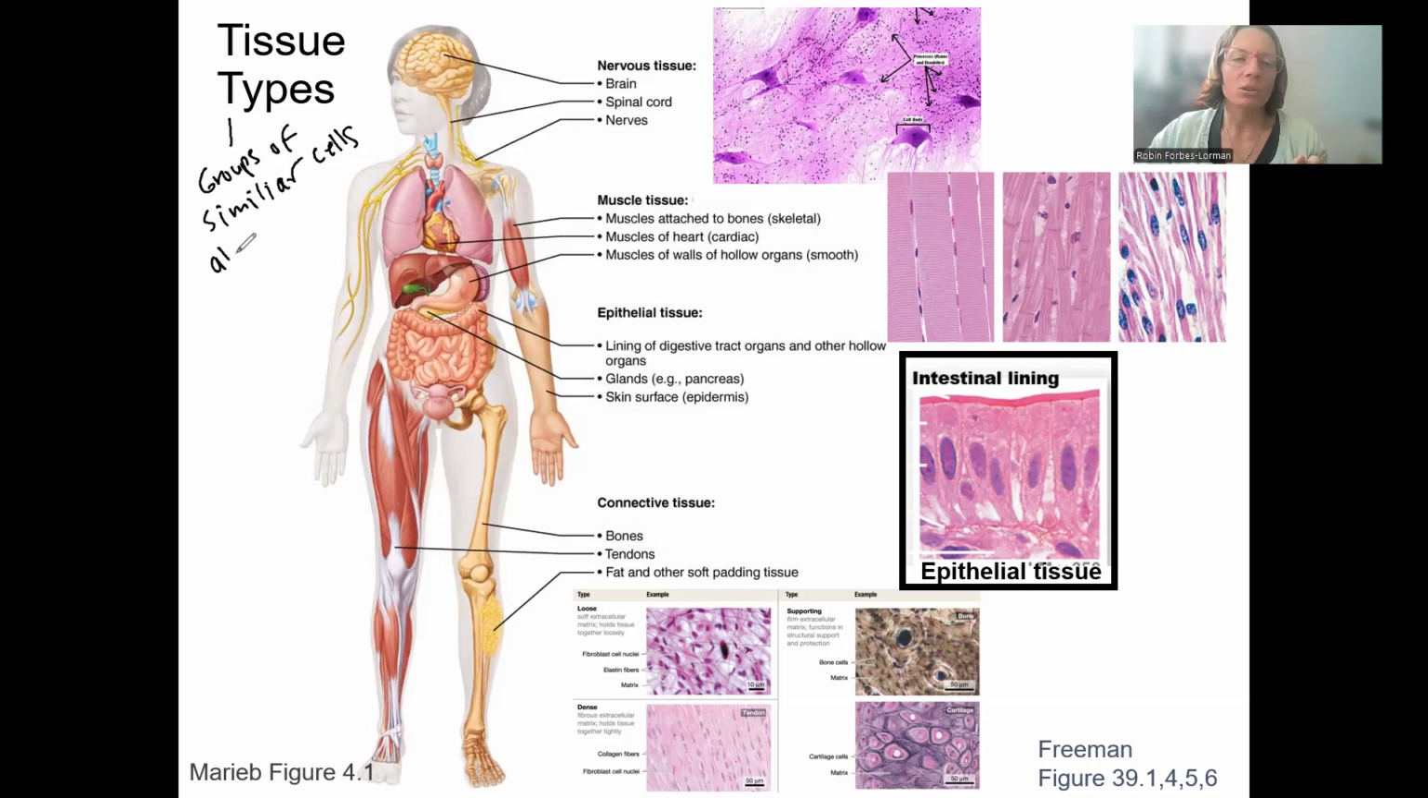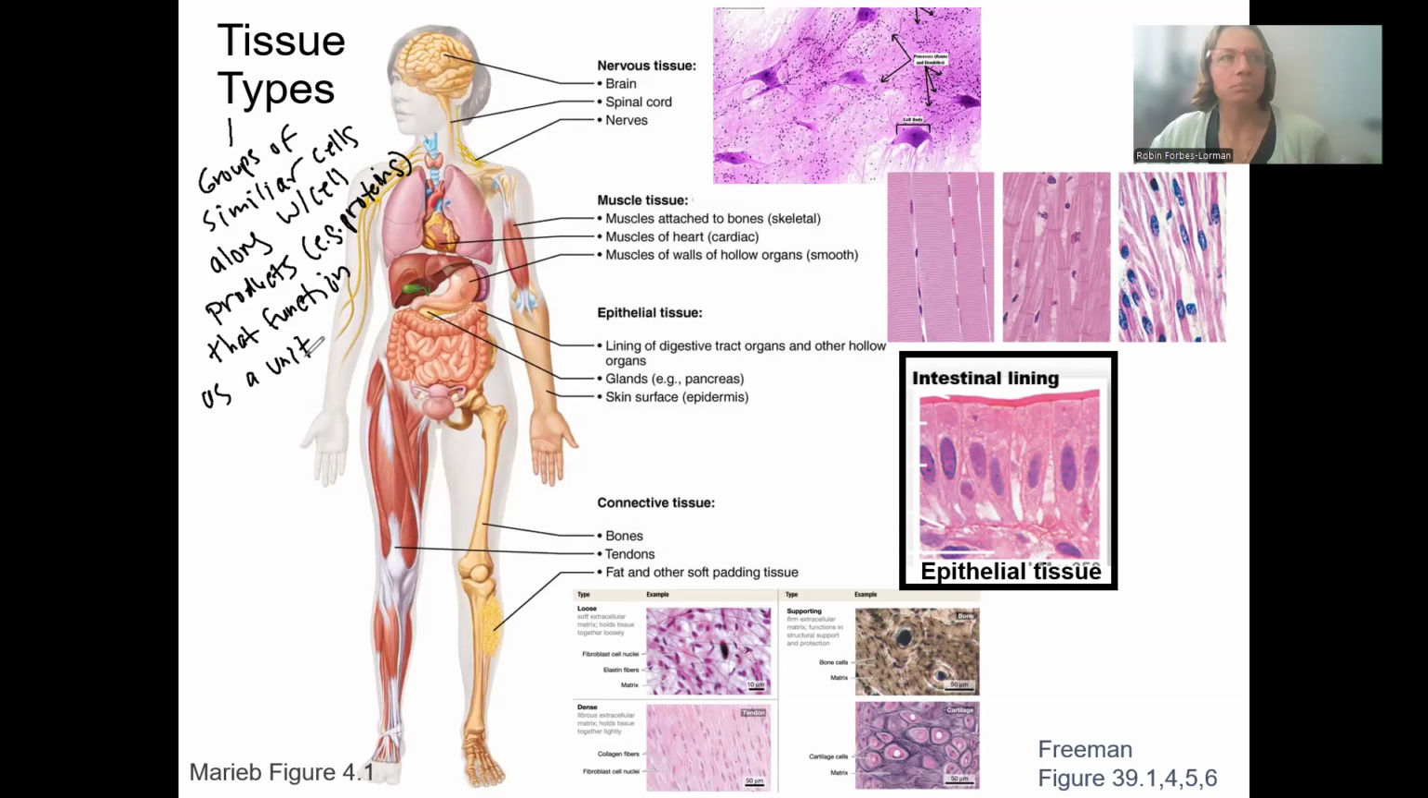And also along with those cellular products. So tissues aren't just the cells themselves, but cell products, things like proteins that are excreted by the cells, again, that function as a unit. So the function together is what I said before, to carry out some function.